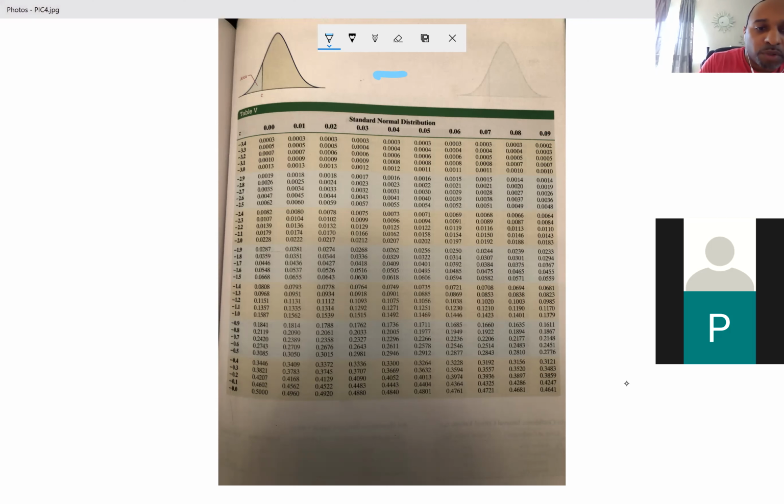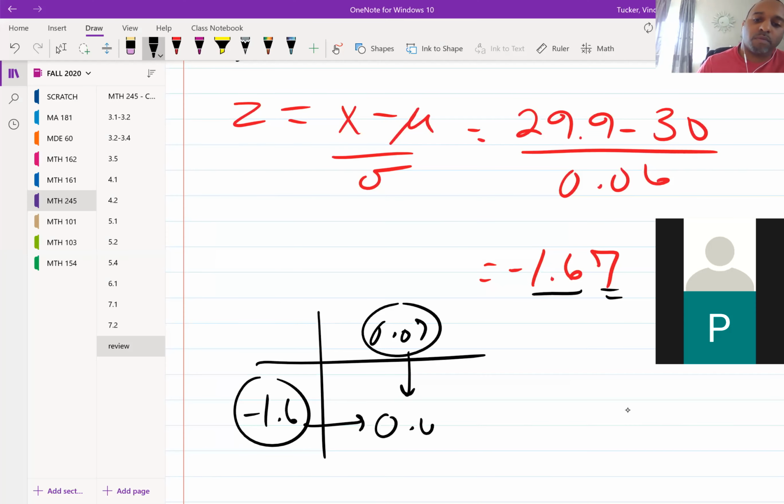So we look for negative 1.6, which is right here. 0.07 is right here. So they meet at 0.0475. All right. So that's what we're looking at. That's what the chart gives us.